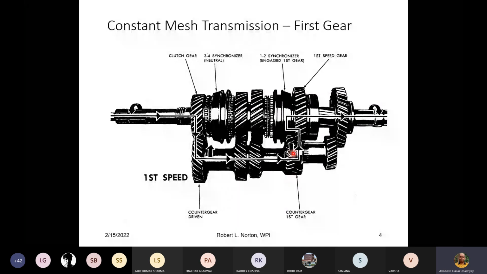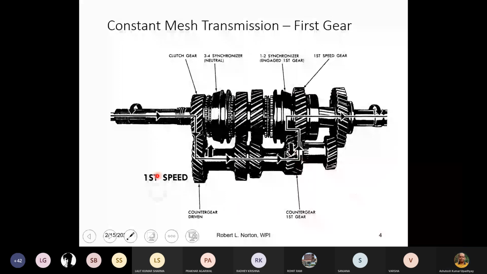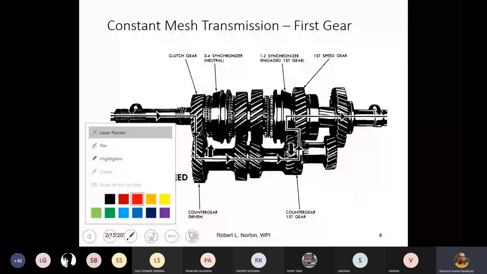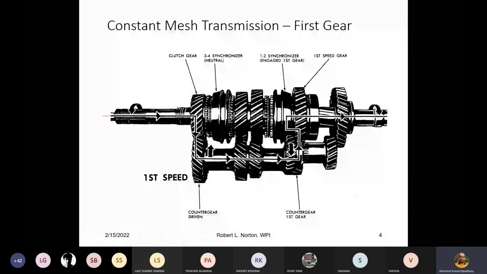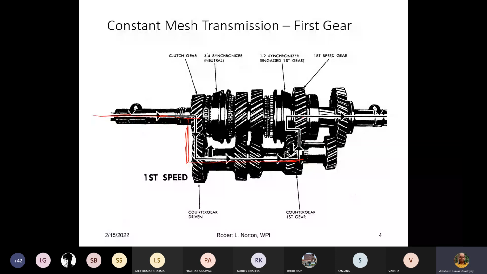Now I will show you the motion transmission. If you see, this is the arrow, and it is coming to the counter gear, and then you will observe this motion. It is coming to the gear, and again from the gear it is not going directly to the gear. Although the gears are always in contact, it is not directly going to the gear. Rather, it will go to the synchronizer.